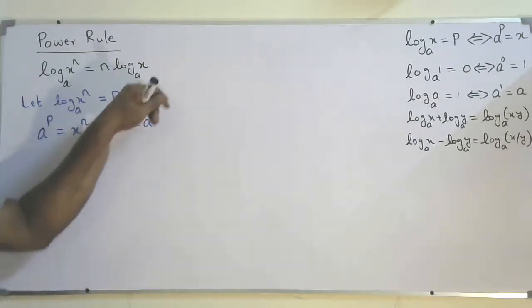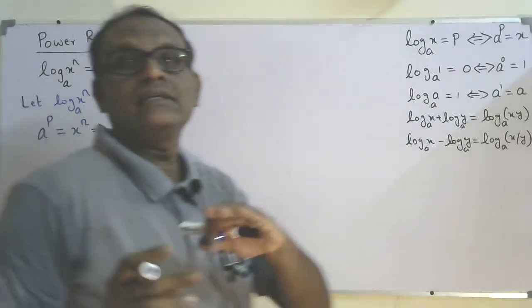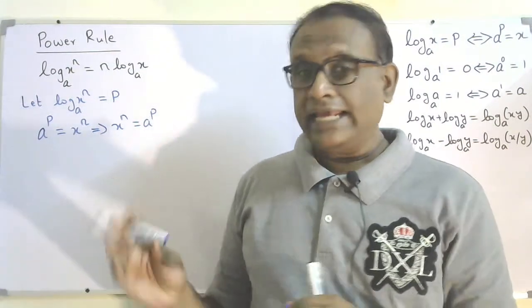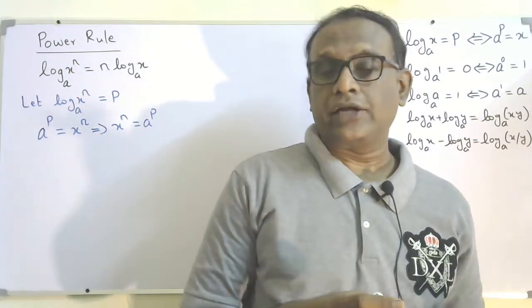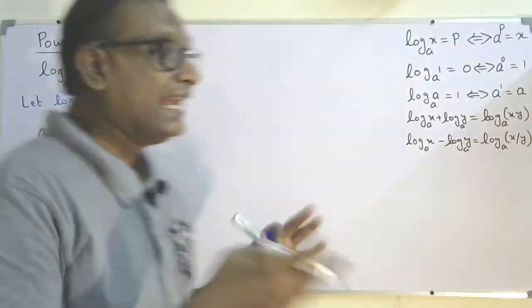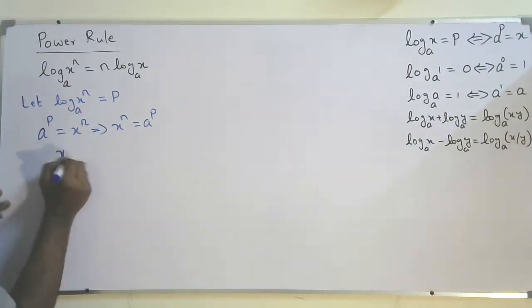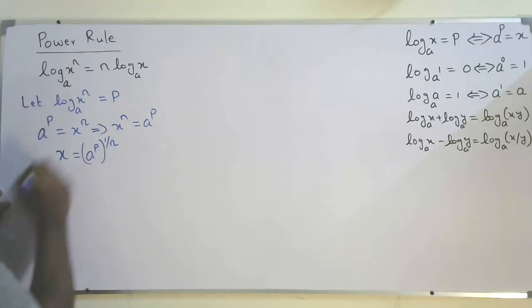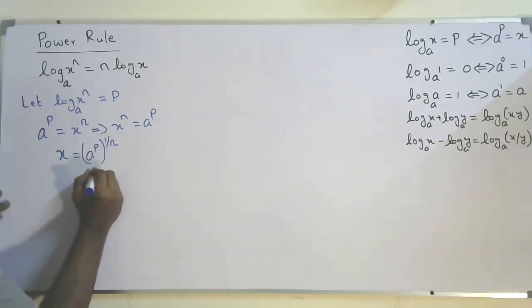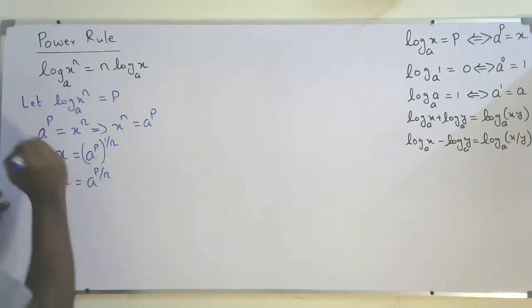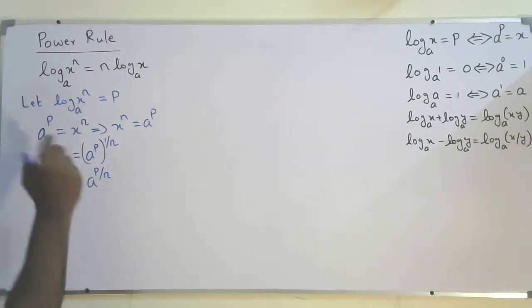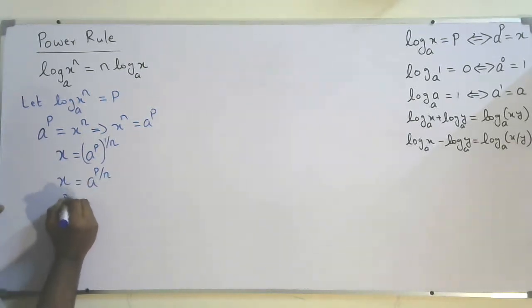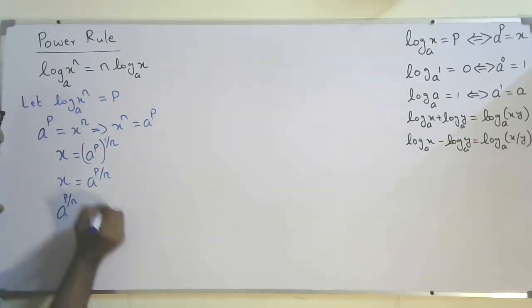Okay, so here I want to get it in terms of x. So take the nth root, like square root, cube root, like that. If I take the nth root, x equals a to the power p, to the power 1 over n. That is a to the power p over n is x. Write this as a subject: a to the power p over n equals x.